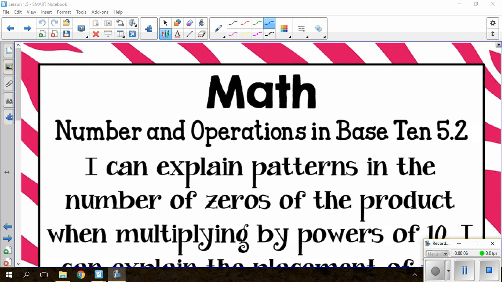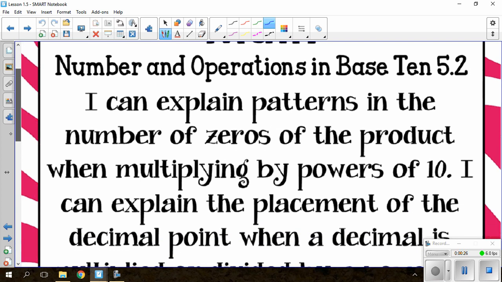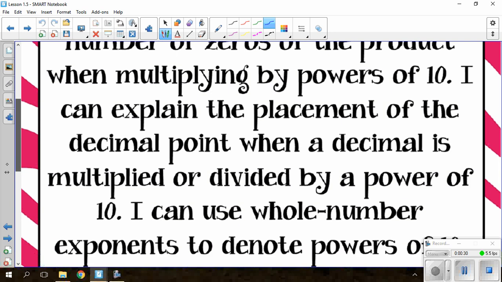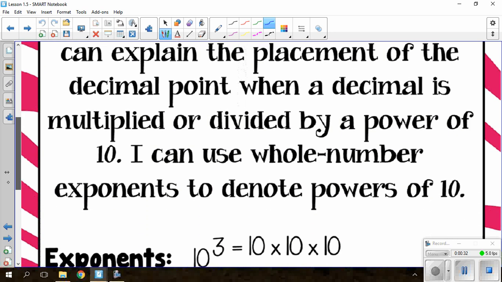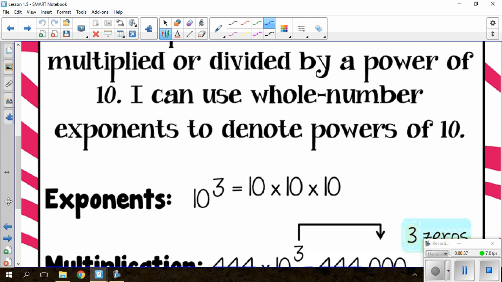Today's lesson, we are going to be working in Chapter 1, Lesson 5, and it is over multiplication patterns. The standard for today is under the Number and Operations in Base 10, 5.2. It says, I can explain patterns in the number of zeros of the product when multiplying by powers of 10. I can explain the placement of the decimal point when a decimal is multiplied or divided by a power of 10. I can use whole number exponents to denote powers of 10.